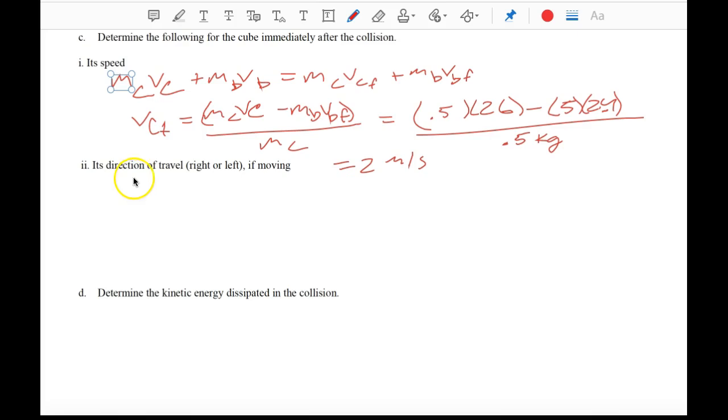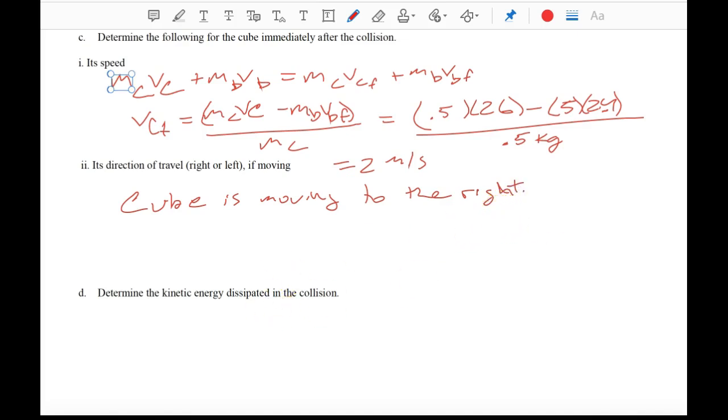Next thing they want us to do is figure out the direction of travel, right or left, if it is moving. So because the speed here has a positive value, the cube is moving to the right. And that's all you need for it, and that will give you your 1 point.